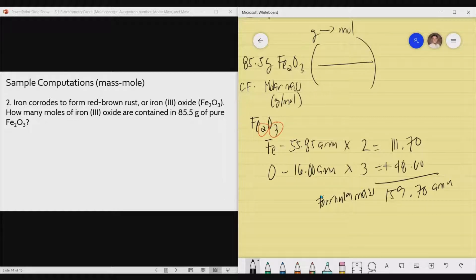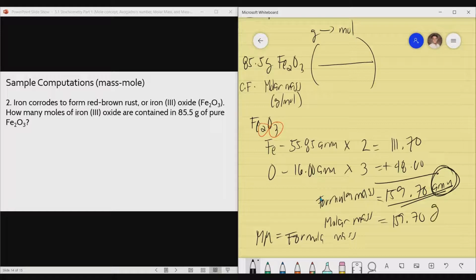Can I use this particular given? No. What we need is molar mass. So we need to convert formula mass to molar mass. How? Remember, molar mass is equal to formula mass. So we just simply have the equality. Molar mass is also 159.70, but the only difference is the unit. Instead of using AMU, we use gram per mole. So 159.70 gram per mole will be our conversion factor.